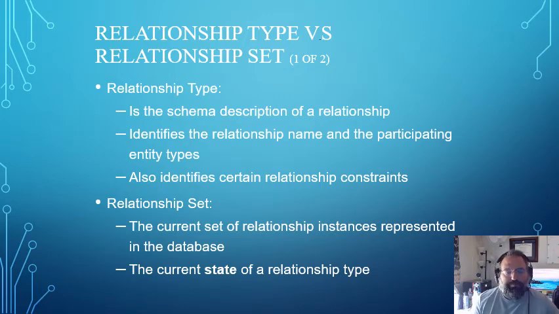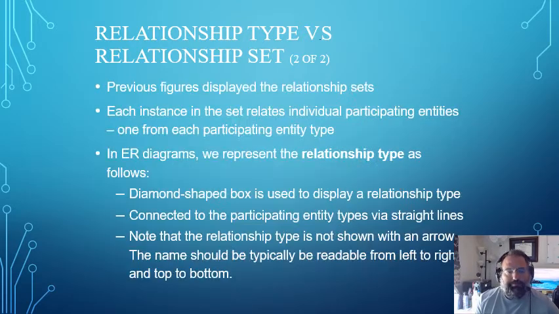Relationship type versus relationship set. A relationship type is the schema description of a relationship. It identifies the relationship name and the participating entity types. It also identifies certain relationship constraints. A relationship set is the current set of relationship instances represented in the database, very similar to what we talked about earlier with sets. It is the current state of the relationship type. Previous figures displayed the relationship sets.